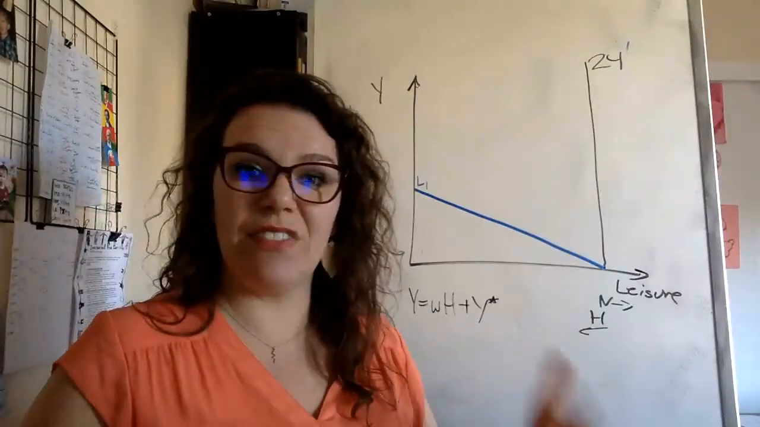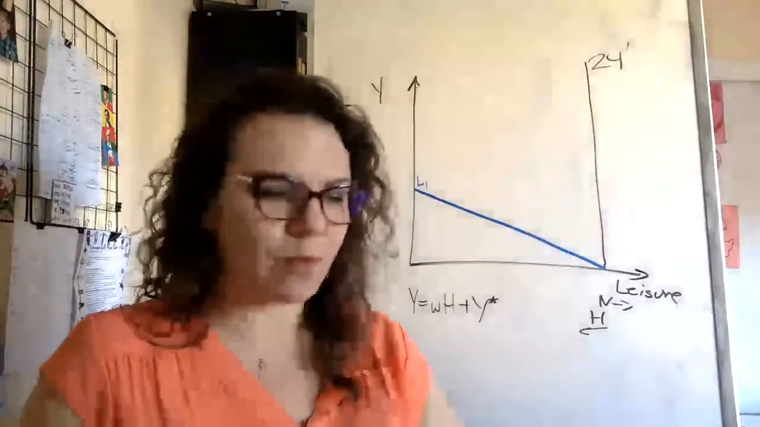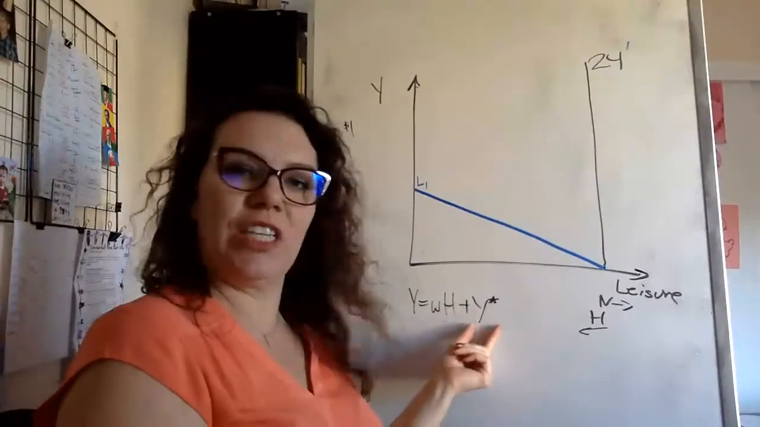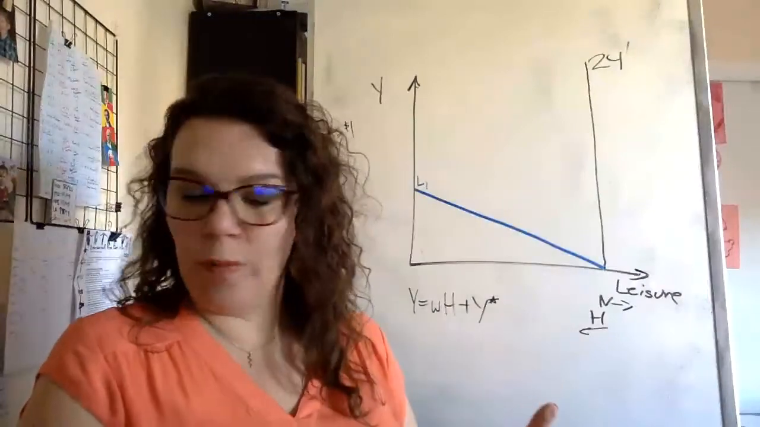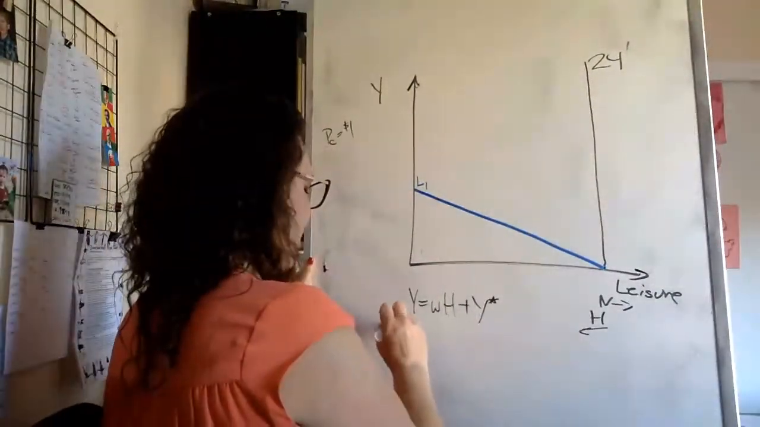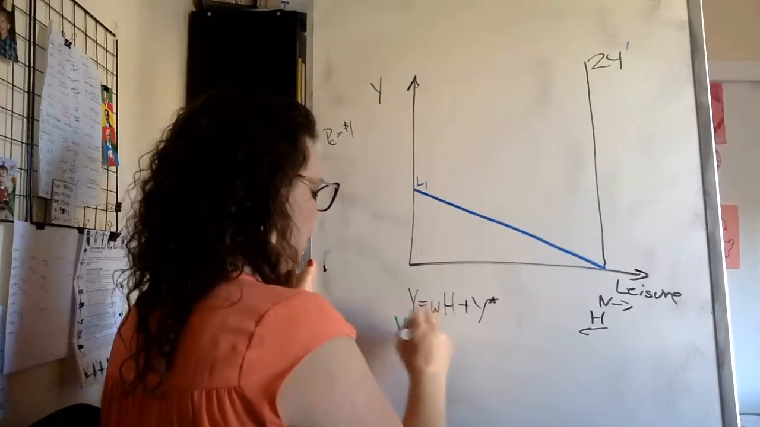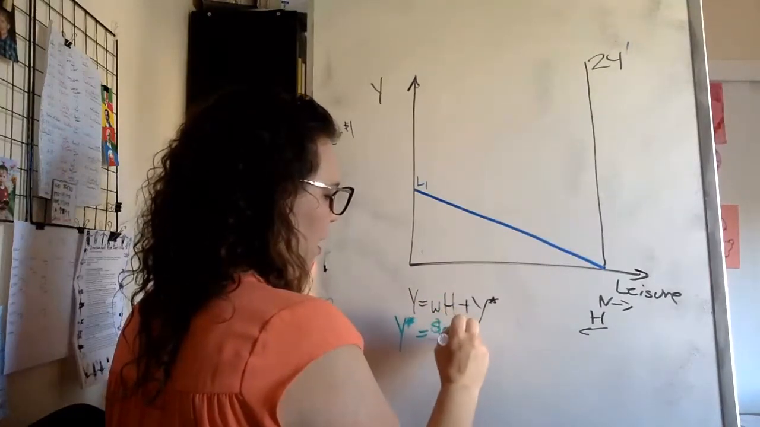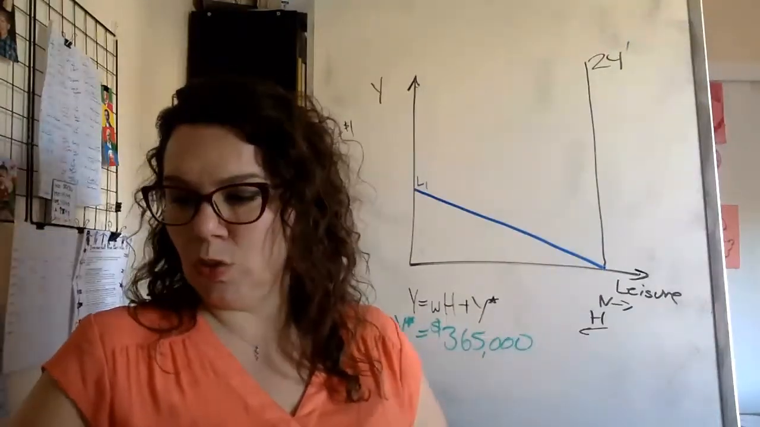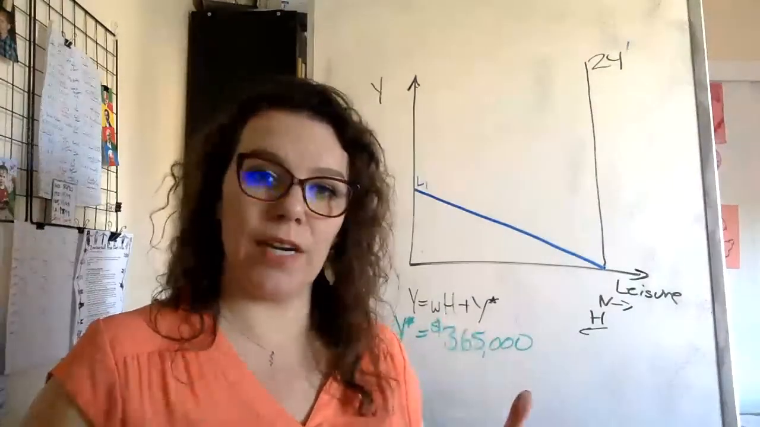Winning the lottery is like giving somebody more money, right? Not that they're working more. It's not changing this part of the equation. It's changing this part of the equation. So we're going to have the change be that Y star is that this person is all of a sudden winning $365,000. What is that going to do to their budget constraint?